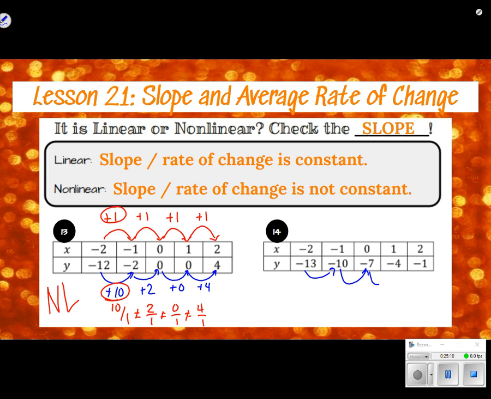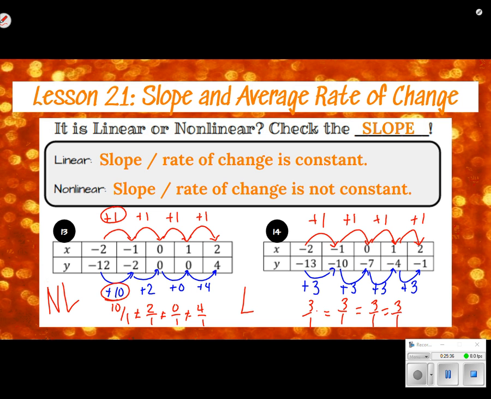All right, so let's compare. Adding 3, looking good. And then I'm adding 1, so if you notice, all of these are the same. It's 3 over 1 equals 3 over 1 equals 3 over 1 equals 3 over 1. Because those are all the same, it's linear.